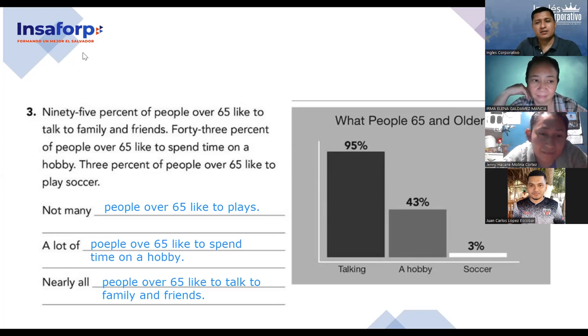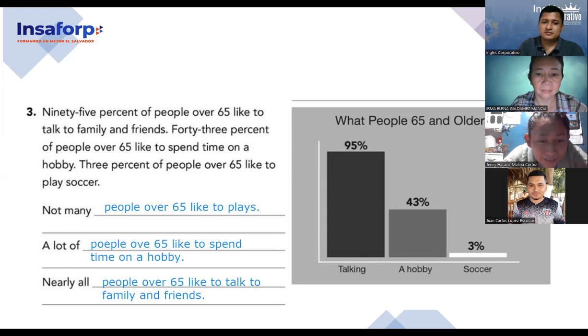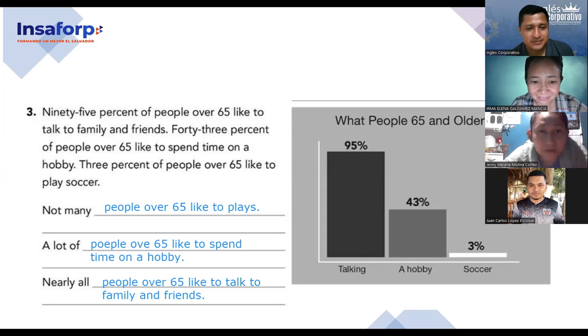Wow, this question. Sería la... Muchas personas tienen un entretenimiento, un hobby. El 43%. Exacto. Y el 95%. Uh-huh. Que platican mucho. Y el 3% que practican, juegan pelota o practican algún deporte. No, play soccer. Play soccer, vea, sí, de fútbol. Y me equivoqué ahí porque le puse play, miren, no sé por qué. Play.